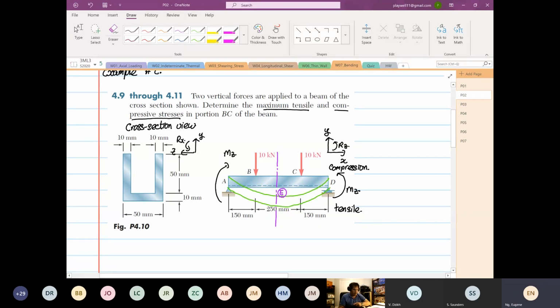Okay. So coming back to the figure over here, we know that at this tip, where I've just drawn a circle, this will be under compression. Over here, the bottom part, will be in tensile. So next, we need to find what is the moment at point E. So that is the objective of this problem.